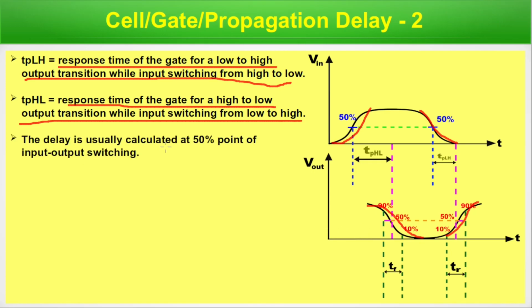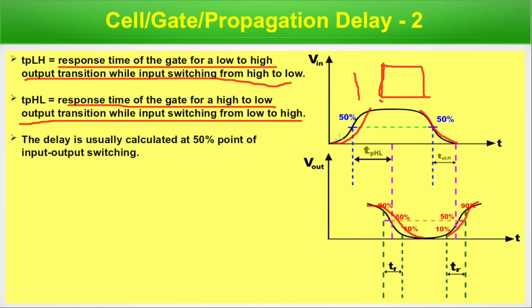The delay is usually calculated at the 50% point of input-output switching. Ideally, we assume the signal is rising just like that, in a straight line. That means in the time domain it's instantaneous. There is no time delay. This transition from 0 to 1 happens ideally if we take the waveform like that.